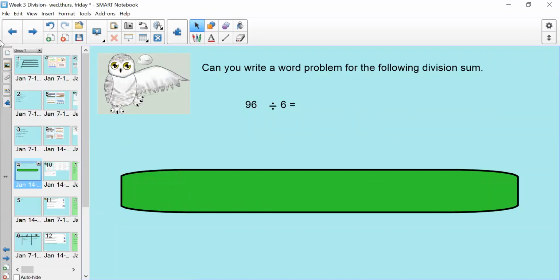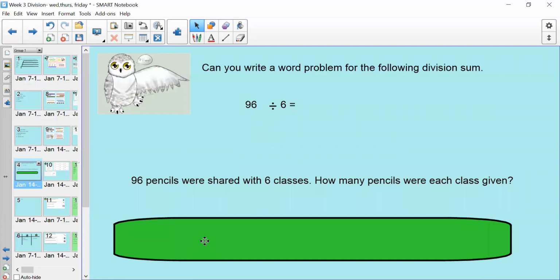Okay, so my question was, there were 96 pencils, which were shared with 6 classes. How many pencils were each class given? So one of the key vocabulary words there was obviously shared, because when we're dividing, we know we're sharing them out.